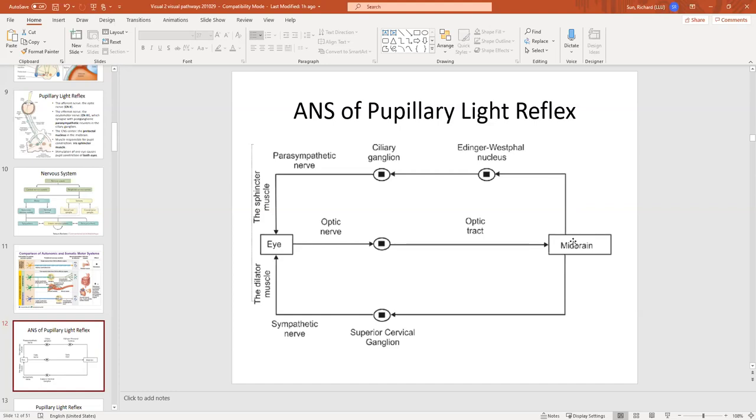From the midbrain, the pretectal nucleus can control the pupil through the parasympathetic and through the sympathetic. The parasympathetic is the one we just mentioned. It goes from the preganglionic neurons in the Edinger-Westphal nucleus to the postganglionic neurons in the ciliary ganglion, to control the muscle. So we know that this one will, give me a second.